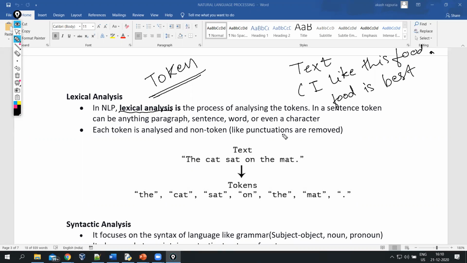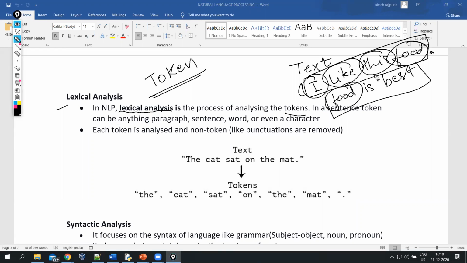Now tokenizing or lexical analysis is the process of analyzing the tokens. So now what are tokens? A token is the smallest part of text, or you can say a breakdown of text. So this text can be broken based on sentences. So this can be one token, this can be another token. In this way, two tokens. Or you can further divide it, like each word can be a token.